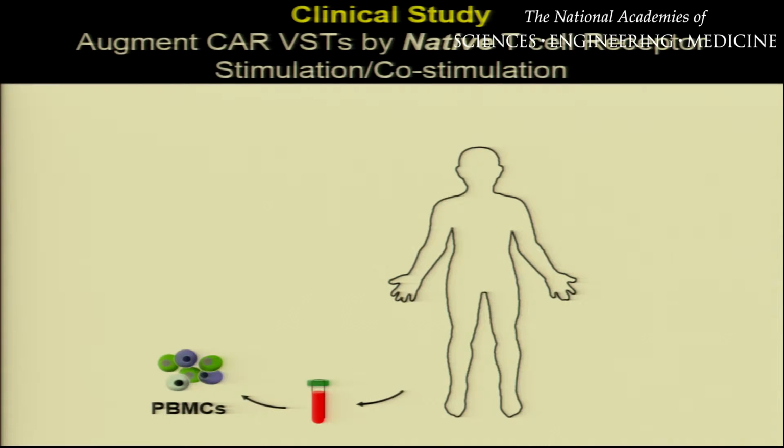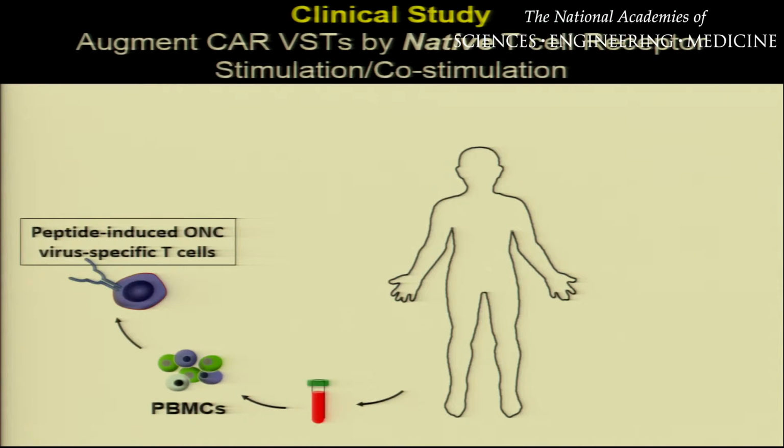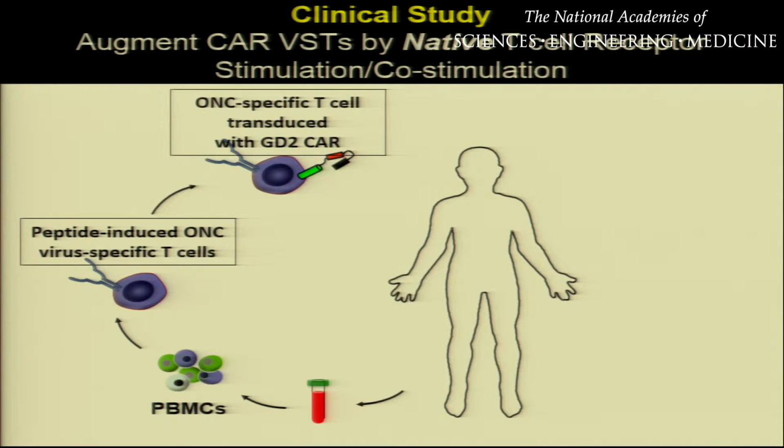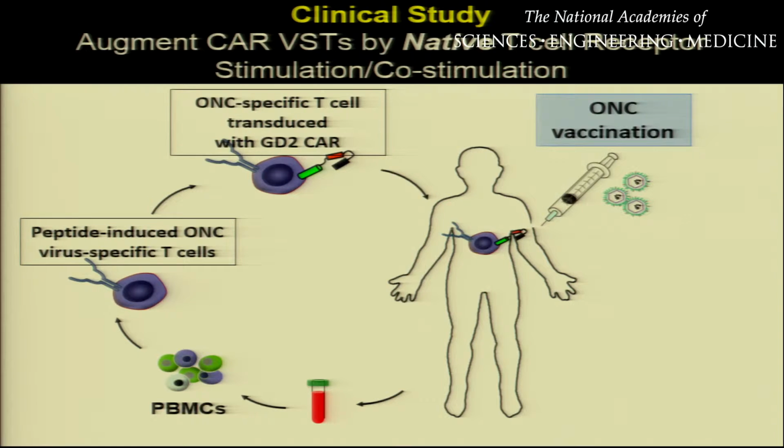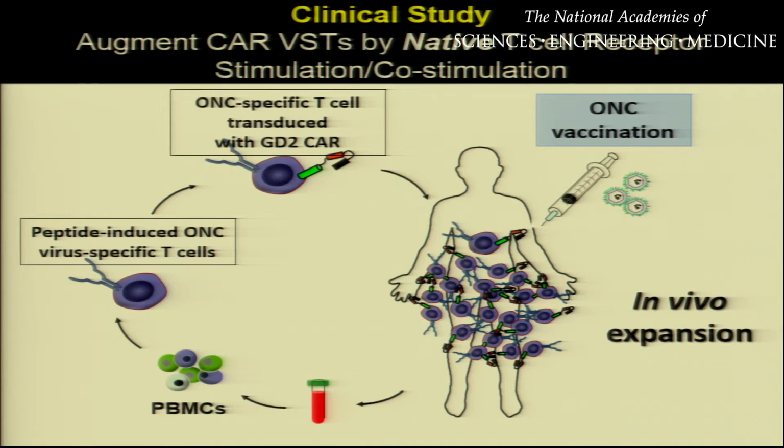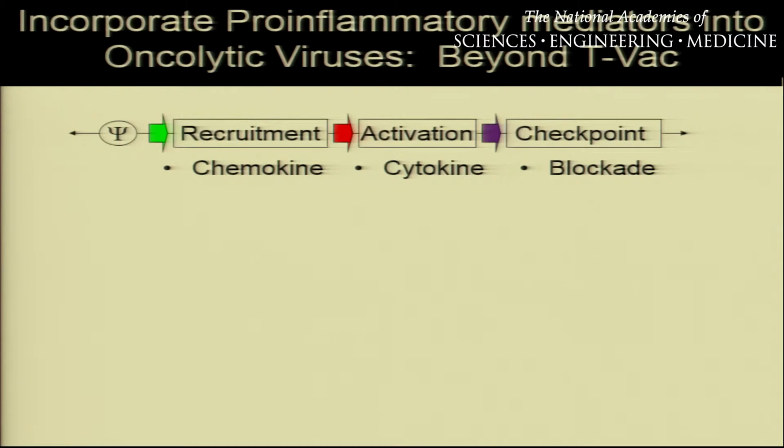So the idea is you take peripheral blood mononuclear cells from a cancer patient, induce virus-specific T cells using our fairly rapid and robust approaches that we've developed for EBV, but this time directing it to the oncolytic virus, transduce it with a chimeric antigen receptor, for example, to GD2, and then reintroduce it into the patient who receives an oncolytic virus vaccination and then gets in vivo expansion as planned.